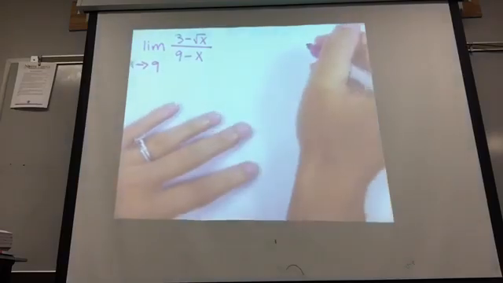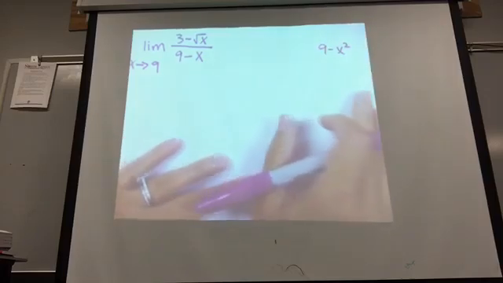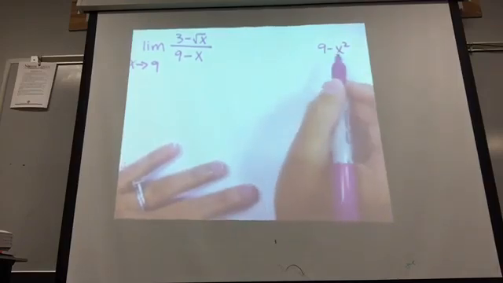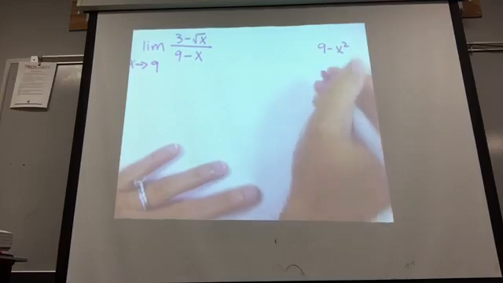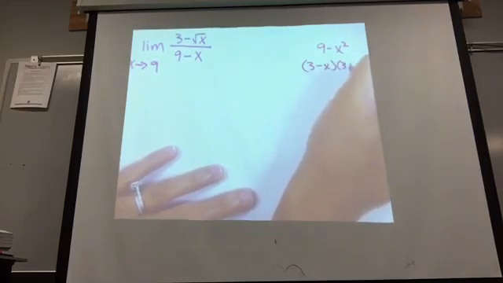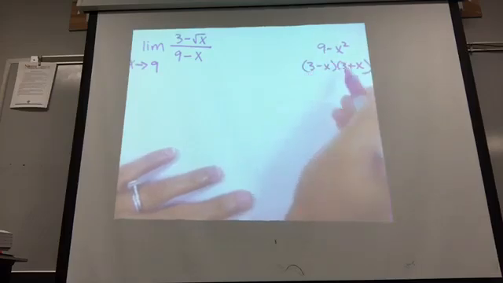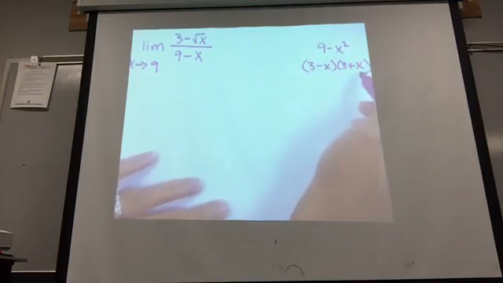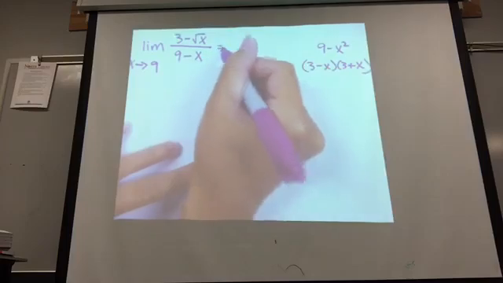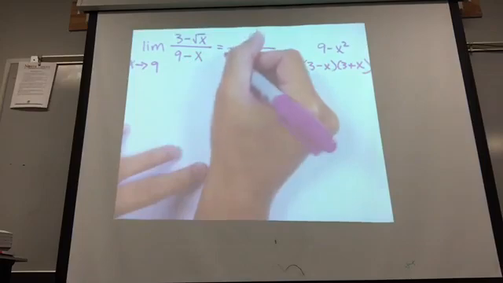So if you think about, what if this was 9 minus x squared? How would I factor that? It's the difference of two squares, so I would factor it into 3 minus x times 3 plus x. And I get that by taking the square root of 9 to get the 3 and then the square root of x squared gives me the x. So I can factor 9 minus x by using that difference of squares method.